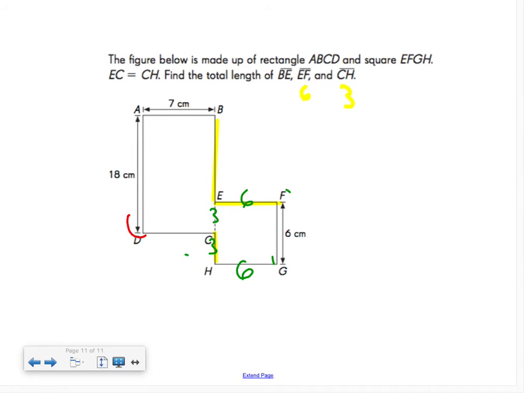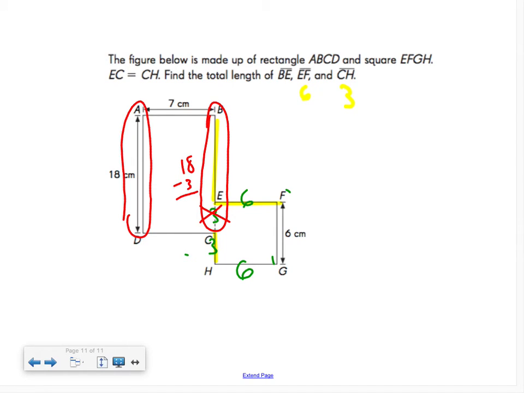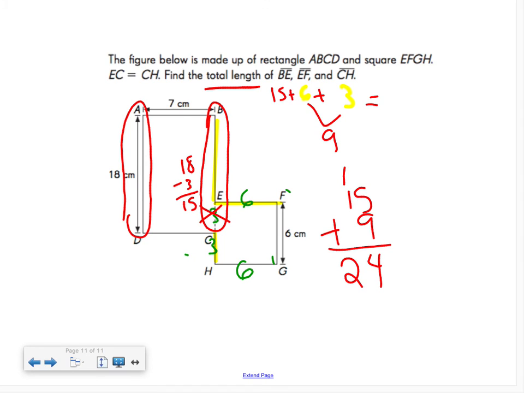If this whole side is 18, then I know this whole side is 18 because they're parallel to each other. So, I have 3, so I need to chop that off because I don't want it. And 18 minus 3 is 15. So BE is 15. But it says find the total length. So I need to add all of these together. Well, 6 plus 3 is 9. So I have to do 15 plus 9. 9 plus 5 is 14. And I end up getting 24 centimeters as my final answer.